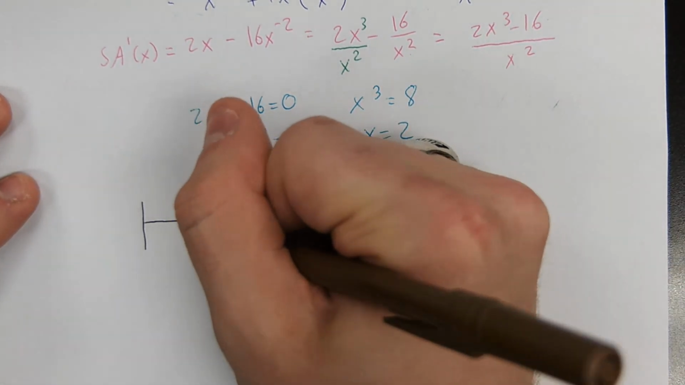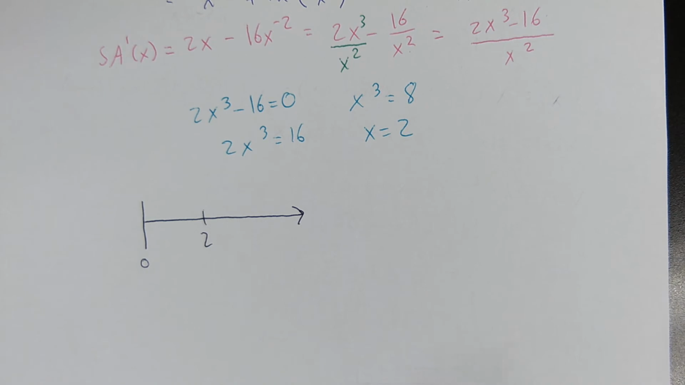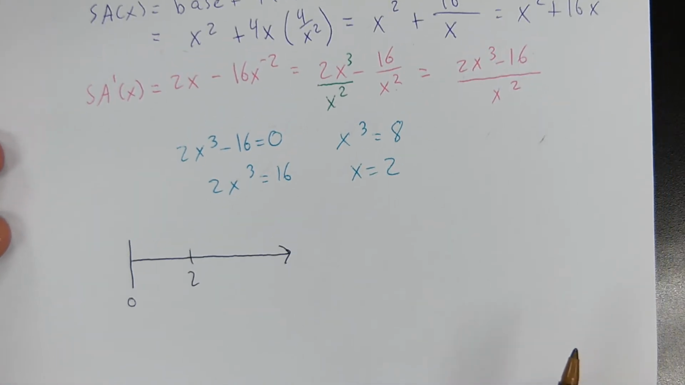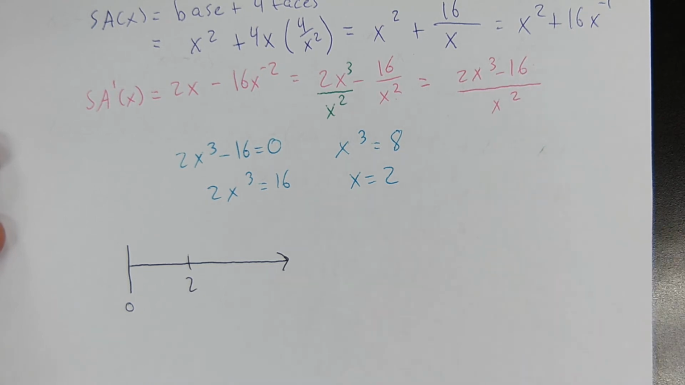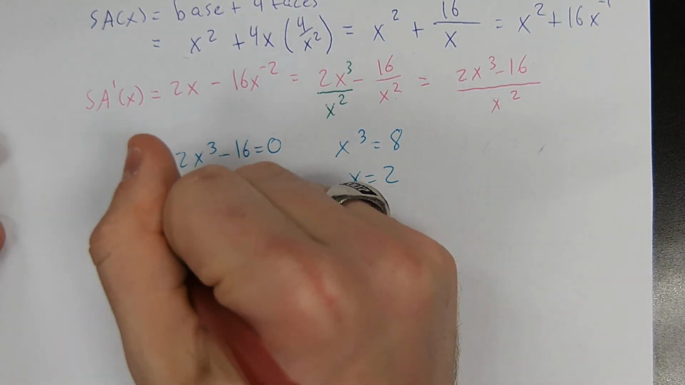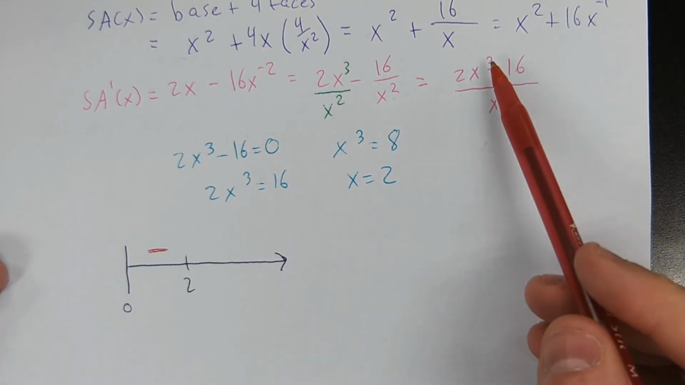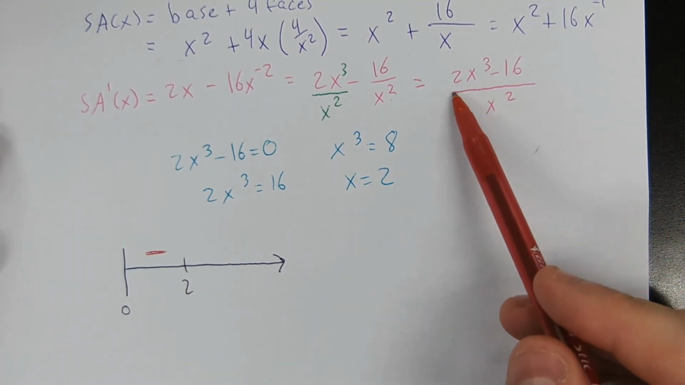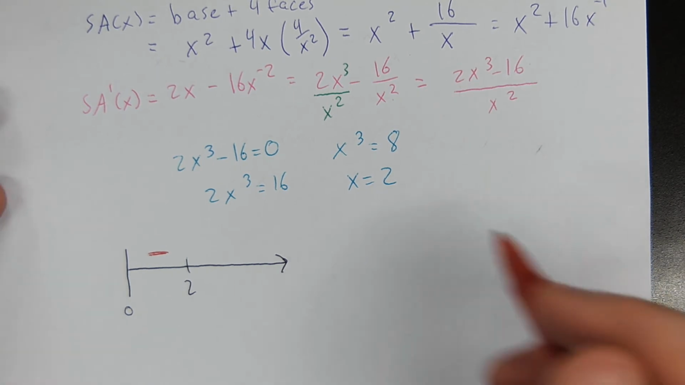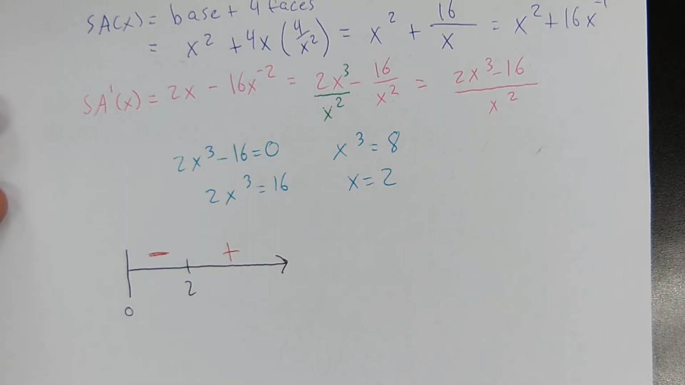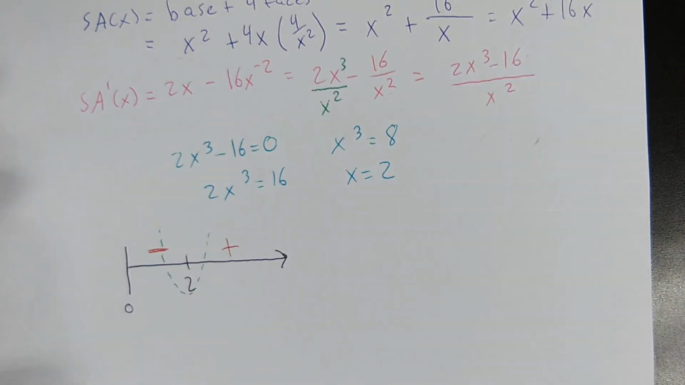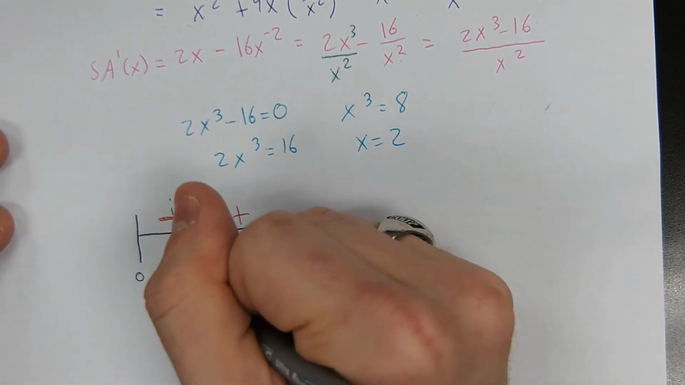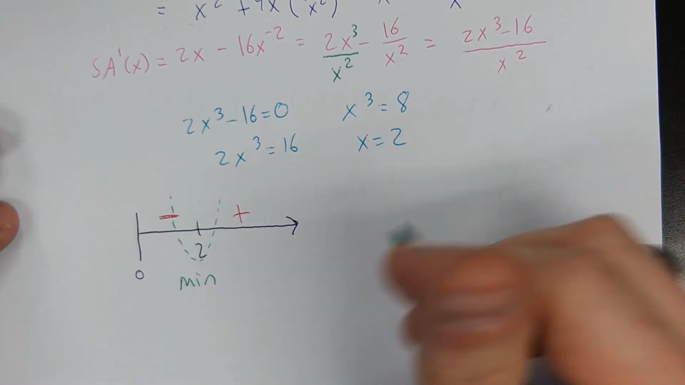We put an x equals 2 on there, and then check a number between 0 and 2, like 1. That would make this top negative, the bottom positive. Yep, decreasing down to 2. Just check a number after 2, like 3. 27 times 2 is 54, and 54 minus 16 is definitely positive. That tells me that my surface area curve was doing this around the value x equals 2. Decreasing to increasing, which is definitely a minimum at x equals 2.